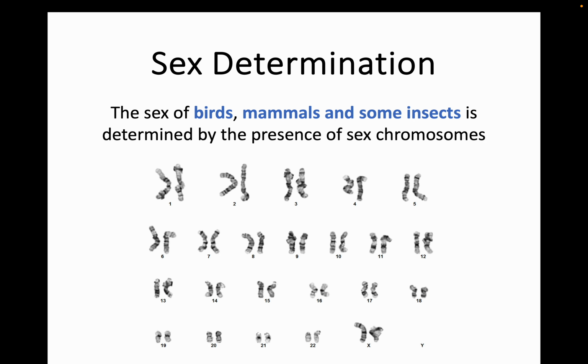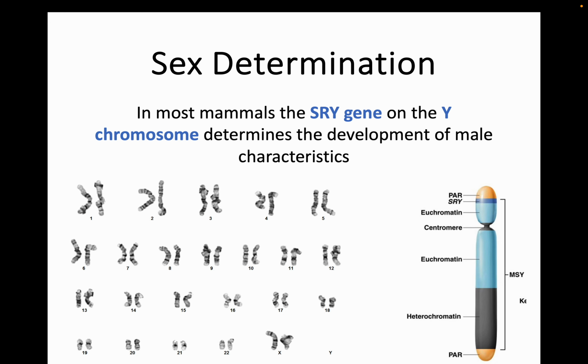So if you're aware, females are XX, they have 2 X chromosomes, males are XY, 1 X chromosome and 1 Y chromosome. Now the idea in here is that in most mammals there is an SRY gene on the Y chromosome, and that determines the development of male characteristics. So essentially, if you have a Y chromosome, then you'll have that SRY gene, and that's going to determine the development of male characteristics, and you'll be male. If you do not have that Y chromosome, for example, you have 2 X chromosomes, you will not have any of the development of those male characteristics, and therefore you're not male.